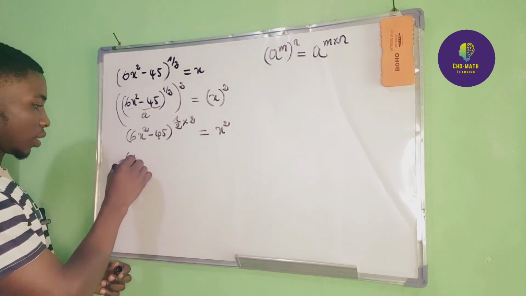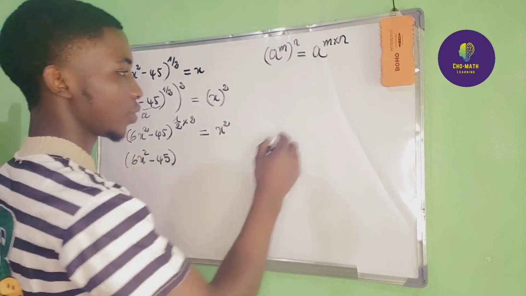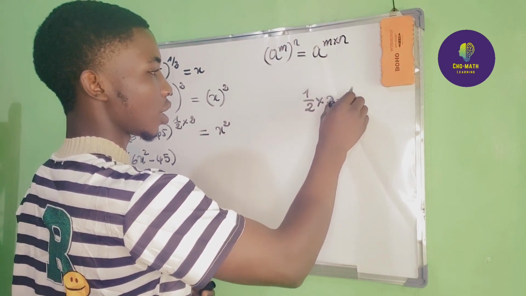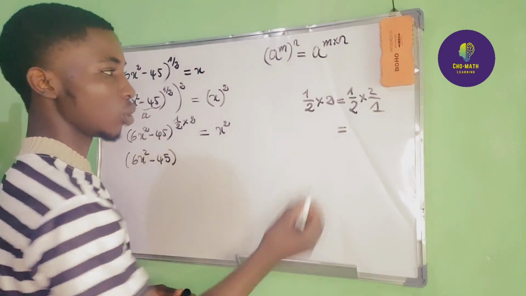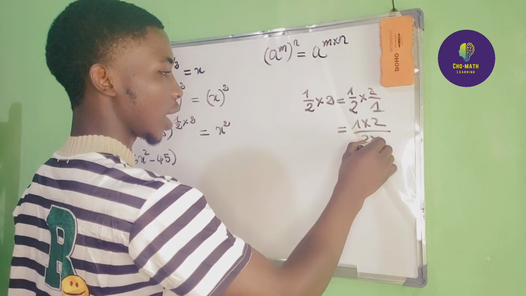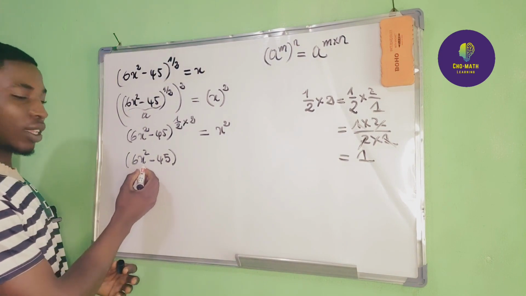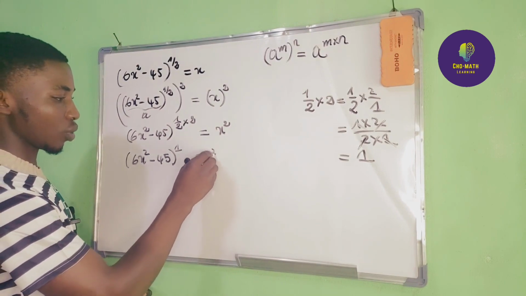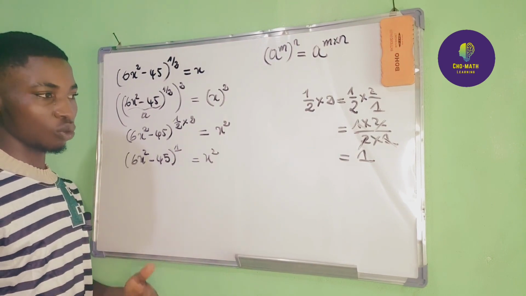So we have here (6x² − 45) to the power half times 2. This is equal to half times 2 over 1. And we know how to multiply two fractions. We do this times this, on this times this, that's 1 times 2 divided by 2 times 1. You can cancel this and you remain here with 1. So we have (6x² − 45) to the power 1 equal to x².